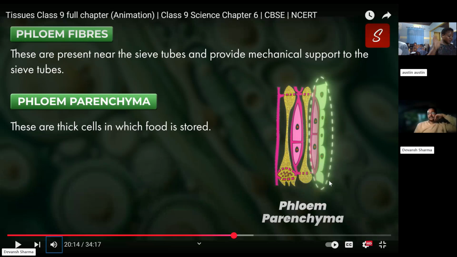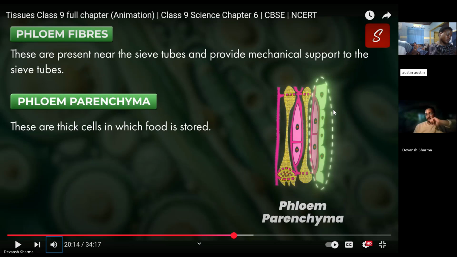Label this bright part as phloem parenchyma. Sir, in the types of phloem, there is no phloem parenchyma. Phloem also has four components. Number one is sieve tubes. Number two is companion cells. Number three is phloem fiber, and number four is phloem parenchyma. These are the four components of phloem.